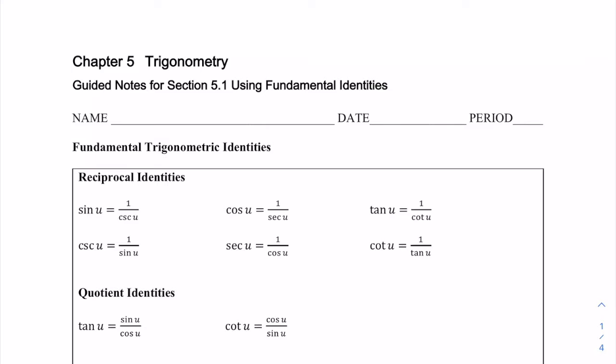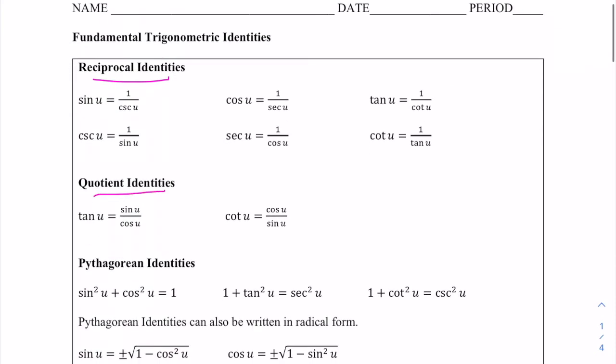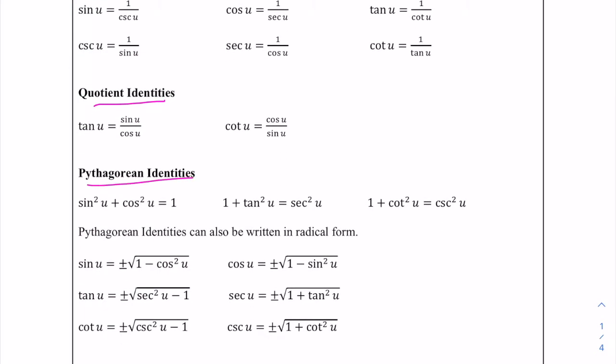Hello and welcome back. Today let's start chapter 5. We're going to move away a little bit from right triangle trig and look more at the identities in fundamental form. So the fundamental identities, you already know them. The reciprocal identities, quotient identities, Pythagorean identities, which we can also write in radical form.